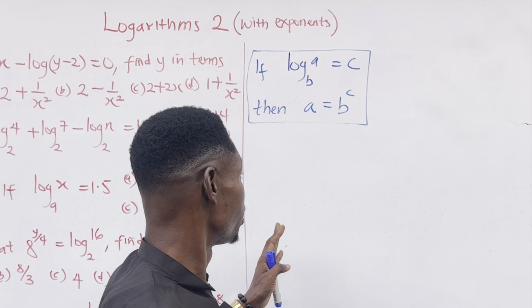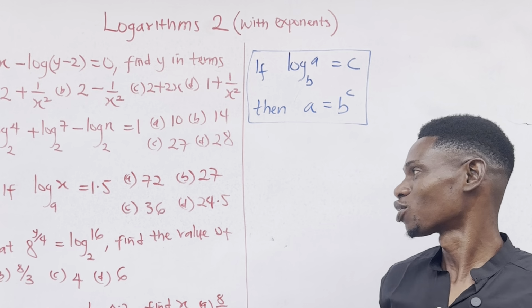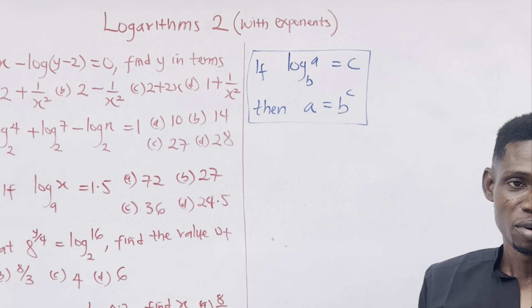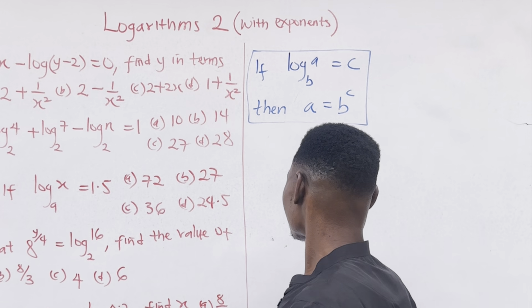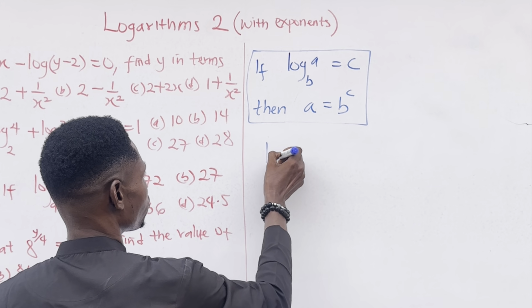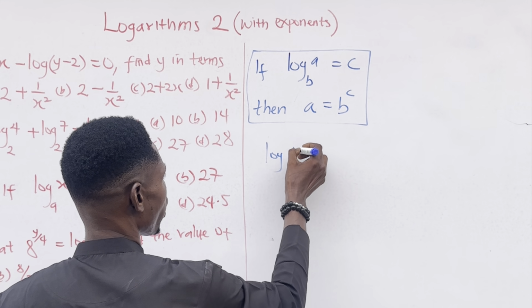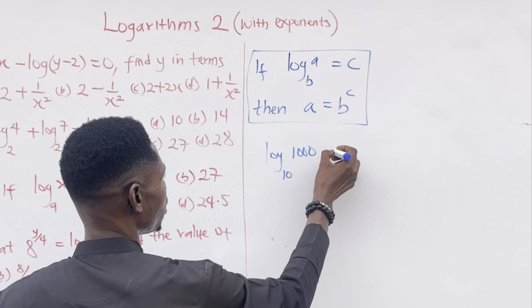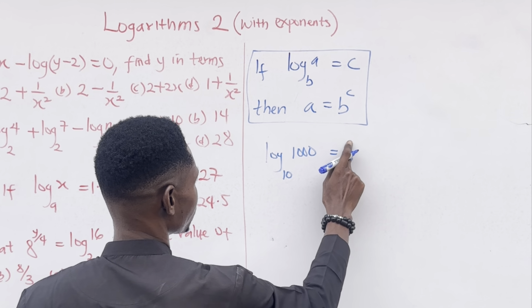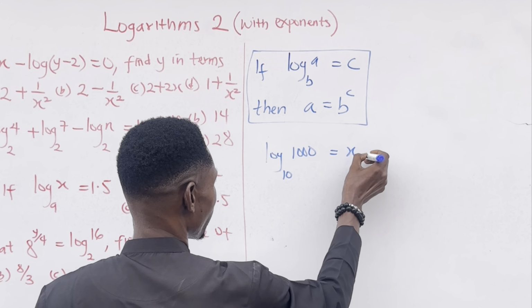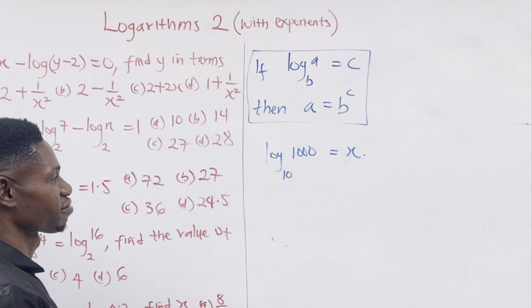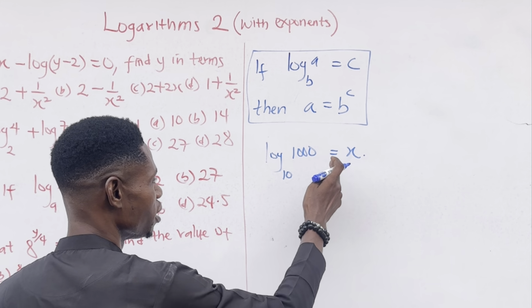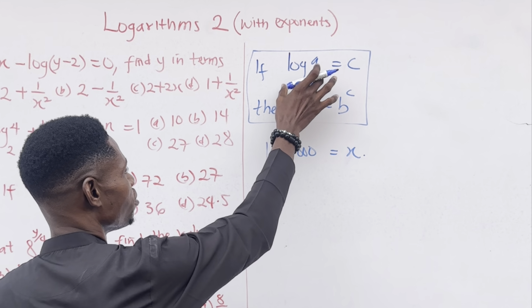Okay, so bearing this in mind, we can start solving the problems. But let me ask you, let's say we have log 1000 base 10 equal to x. What will x be based on what we have here?